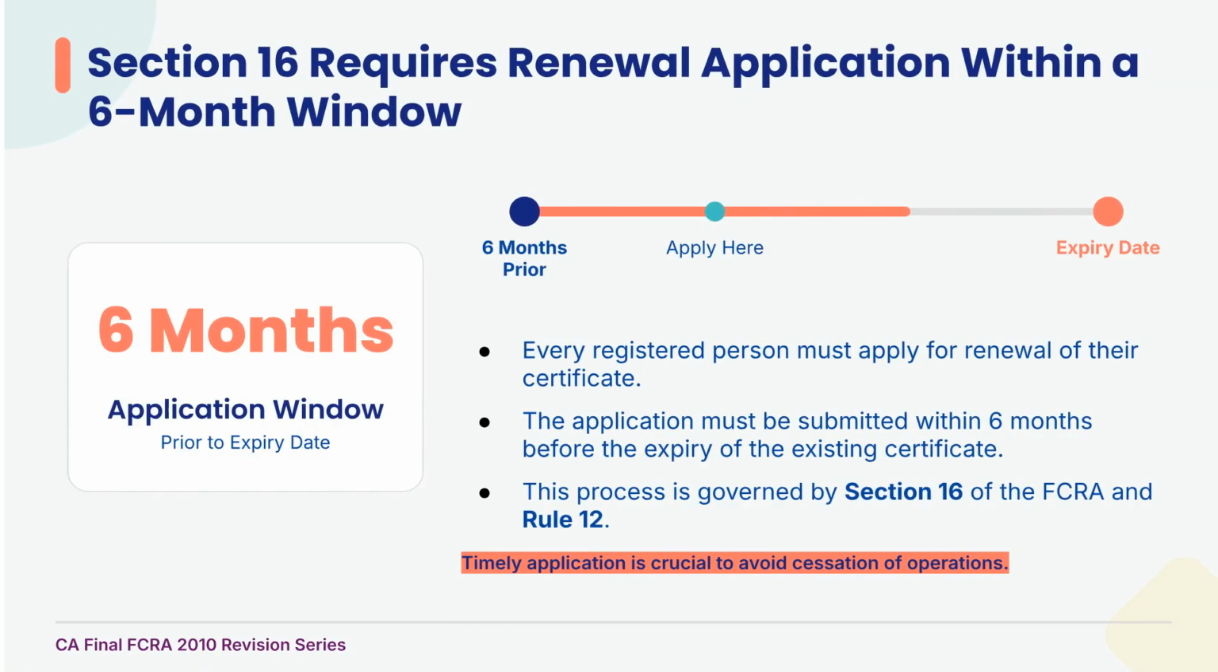An FCRA registration is not permanent and must be renewed periodically. Every registered person is required to apply for renewal within 6 months before the expiry of the existing certificate. This timeline is prescribed under Section 16 read with Rule 12. Think of it as a renewal window that opens 6 months before expiry and closes on the date the certificate expires. Timely filing is extremely important because failure to renew within the prescribed period can result in cessation of the certificate and restrictions on receiving or utilizing foreign contributions.